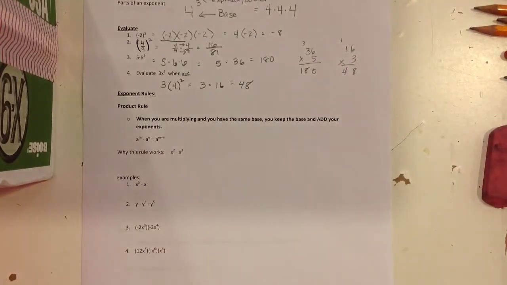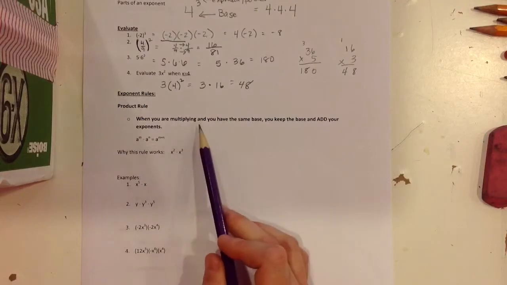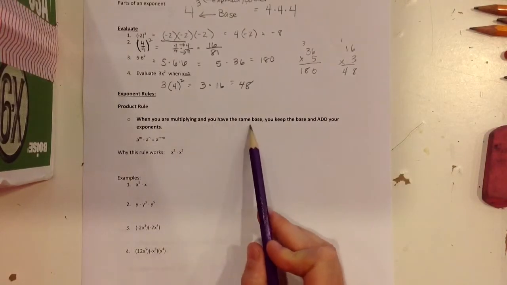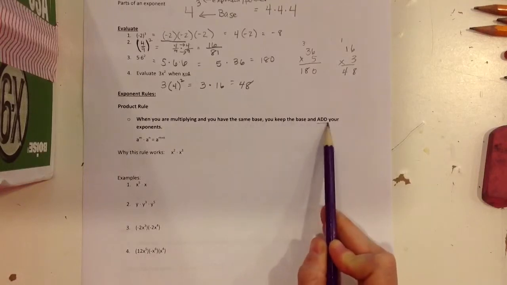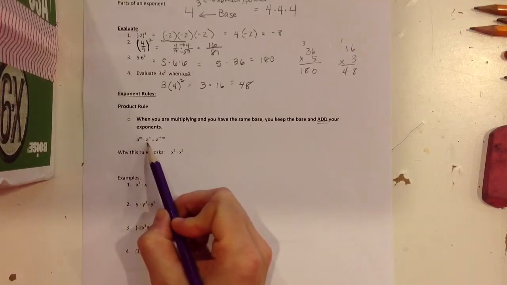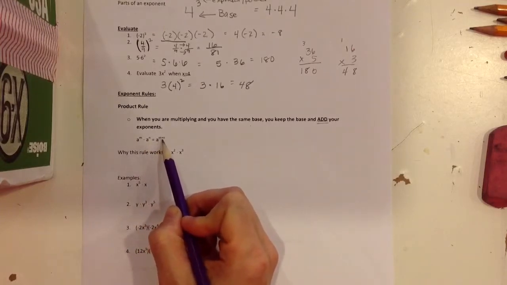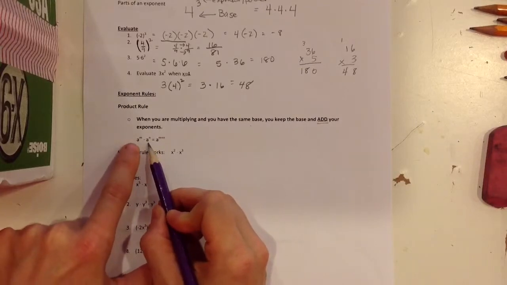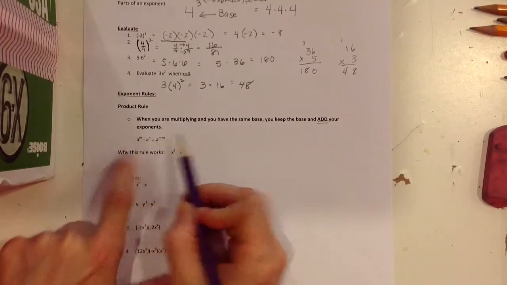And when you have the product rule, you have to have multiplication happening. And our rule states that if you have the same base, you keep the base and add your exponents. So our example is a to the m times a to the n equals a to the m plus n. So that means I had the same base. The same base was the a, so I kept the base and I added the exponents.